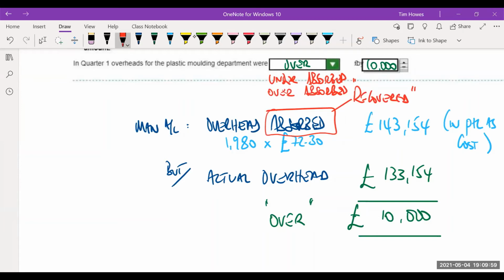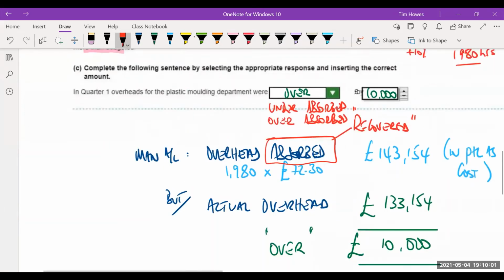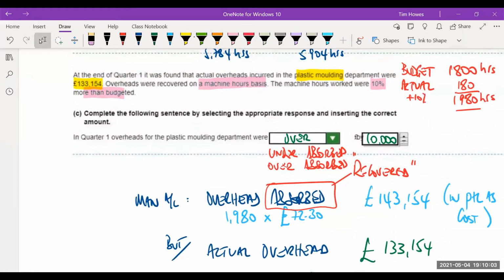All right, marvelous. And again, when I say recovered, I skipped past it just a second ago, but you see it there. Overheads are recovered on a machine hours basis. That is absorbed. Same phrase, same meaning. Well, not same phrase, different word, same meaning. Okay, so don't be put off by that, indeed.